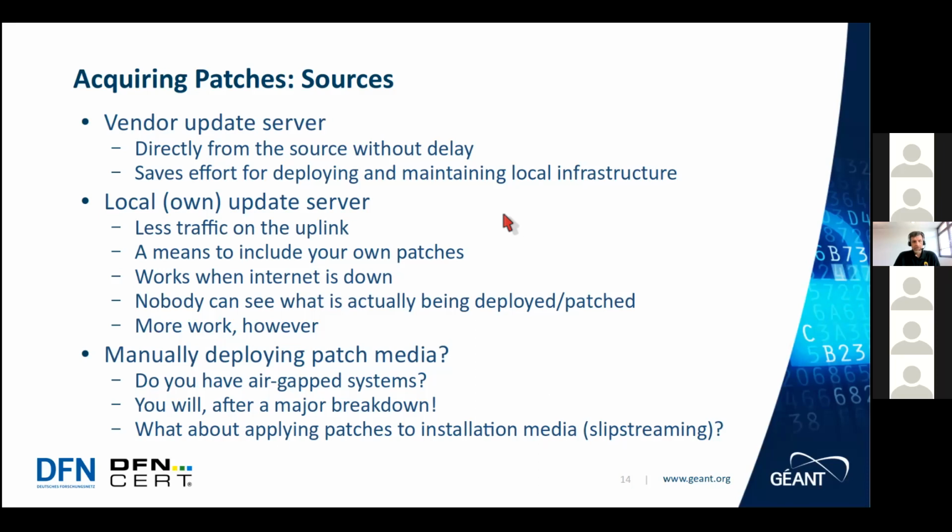So then you can, or usually want, your own local update servers if you maintain a larger infrastructure, which means we have less traffic on the uplink. We only need to download the patches from the vendor servers once to our own update server. We could also use this as a means to include our own patches, or patches for our own software, on this update server. And we don't have to worry so much that the internet might break down, as long as, of course, the patches from the vendor have been downloaded successfully. And as a bit of privacy, nobody can actually see what's being deployed on my network.